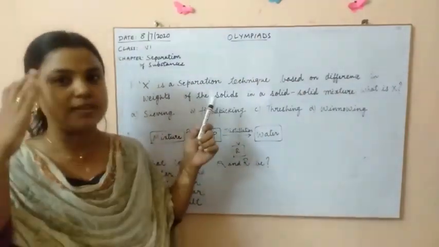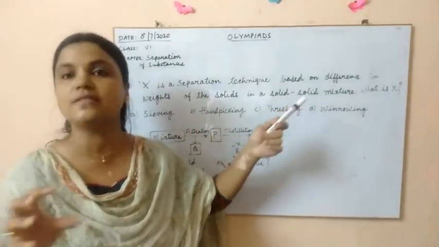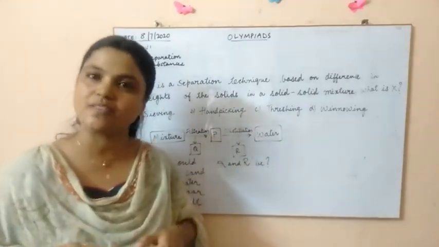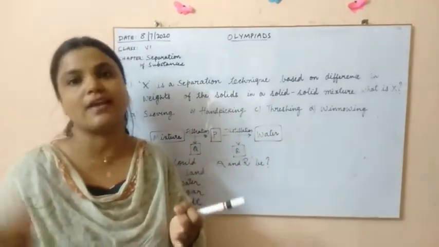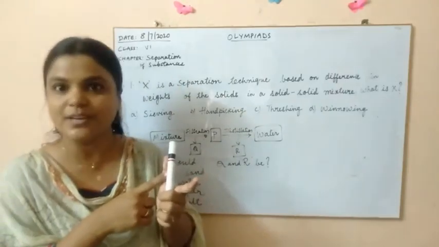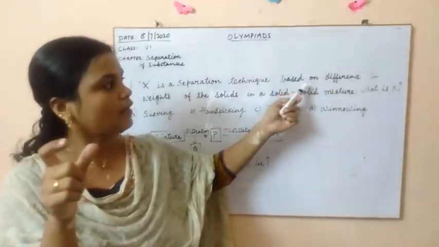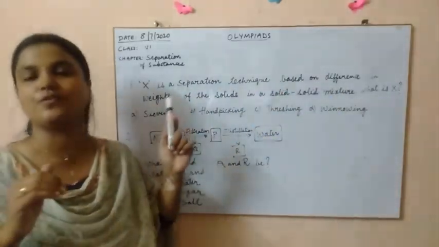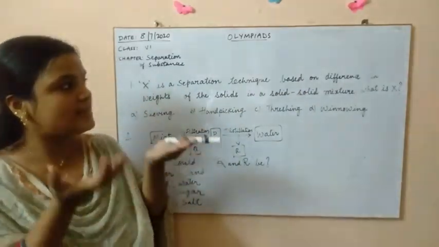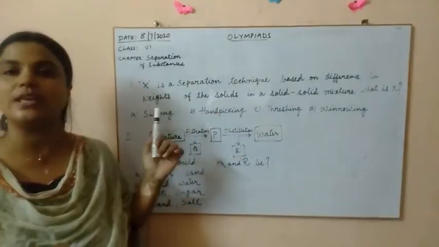So when you read this, first of all those separation techniques which are meant for solid-solid mixture separation should come to your mind. So tell me, what are the solid-solid mixture separation techniques? We have threshing, we have hand picking, we have winnowing, we have sieving, we have magnetic separation, right? But what is the main thing that he has told here? Based on difference in weights of the solid. Okay, that means that technique works on the principle based on the difference in the weight. So now you understood the question. Now let's go to the options.